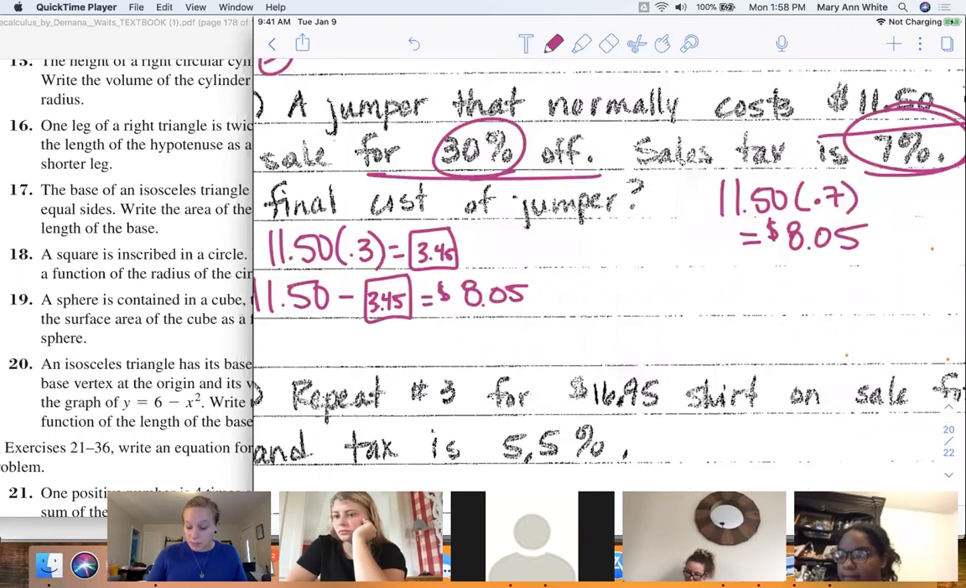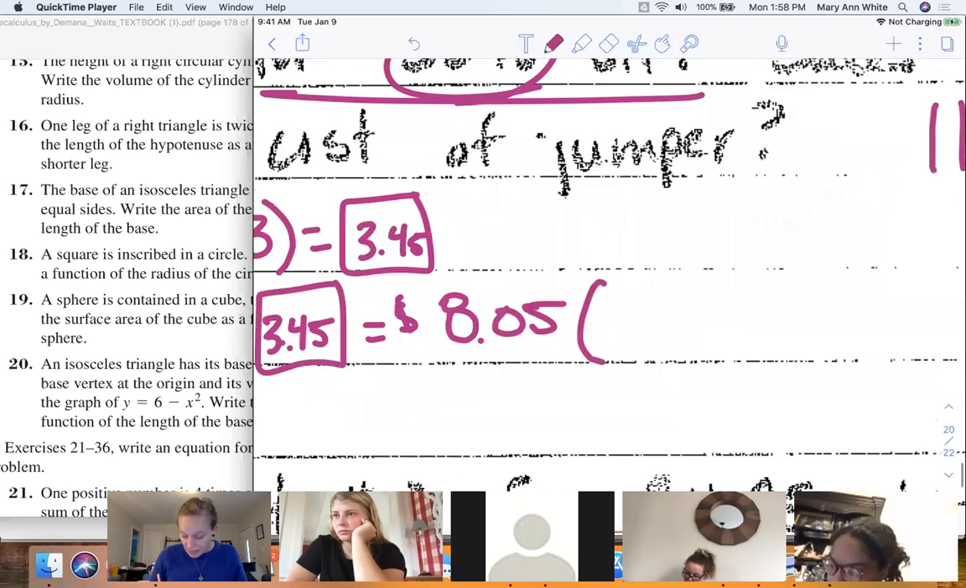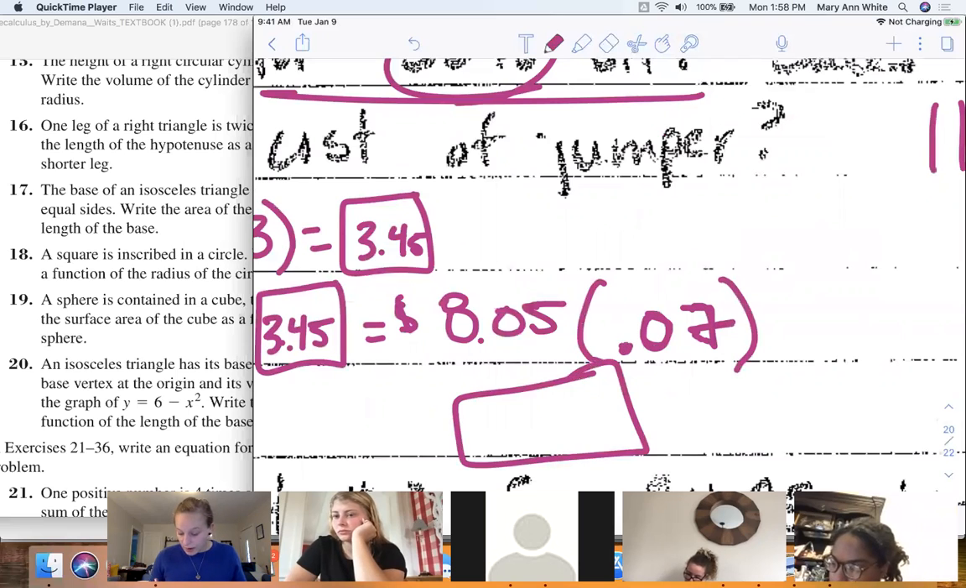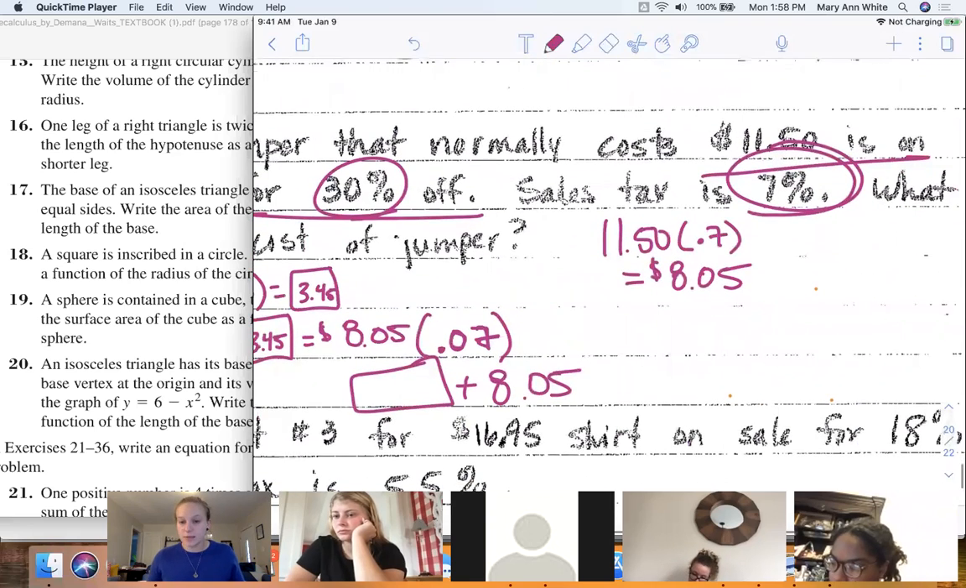Again, we can do it piece by piece. You can do 7% of 8.05, which is 0.07 times 8.05. And then you can take whatever that number is and add it to the whole price. Remember, sales tax is added to our original cost. So we have to add it to the price of the jumper. I still have to pay for the jumper and the sales tax.